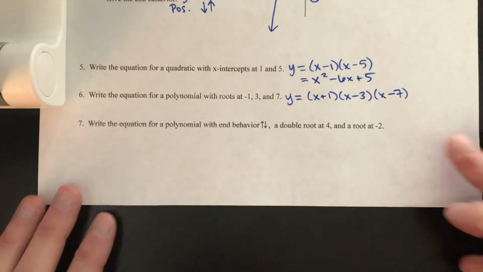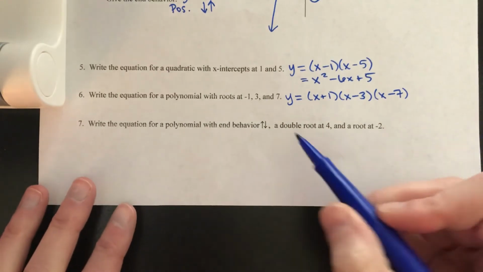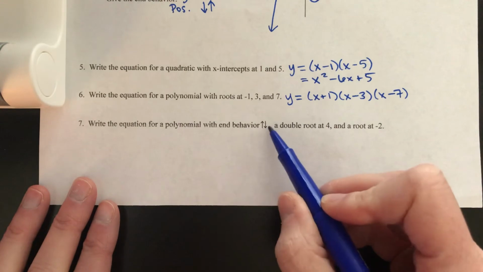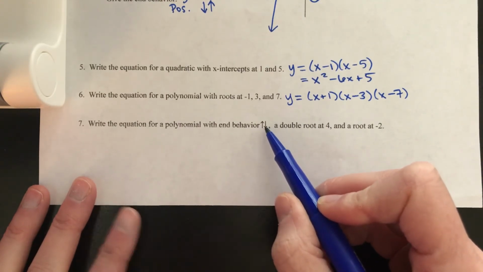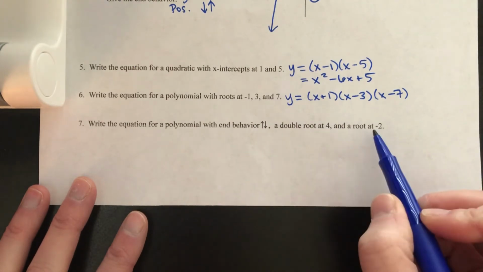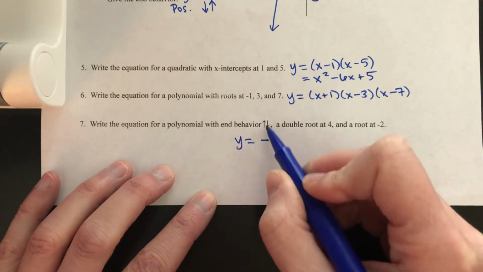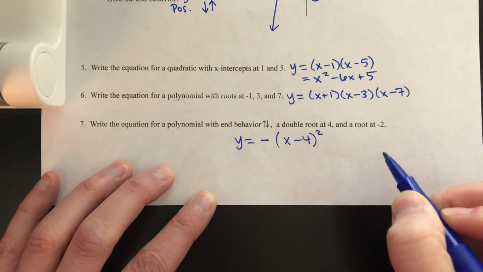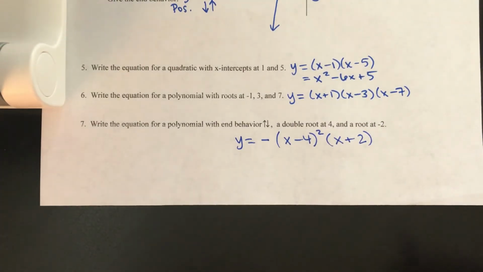And then the last one on this page, it says write the equation for a polynomial with end behavior up and then down, a double root at 4 and a root at -2. So this tells us that it should be an odd degree polynomial because they're going in opposite directions. And then it also tells us it's going down to the right, so it should be a negative leading coefficient. And then I have a double root and a single root. Well, that gives me a third degree polynomial. So y equals my negative leading coefficient. A double root at 4 would be (x - 4) squared. And then a root at negative 2 would be (x + 2). And you can leave it just like that.